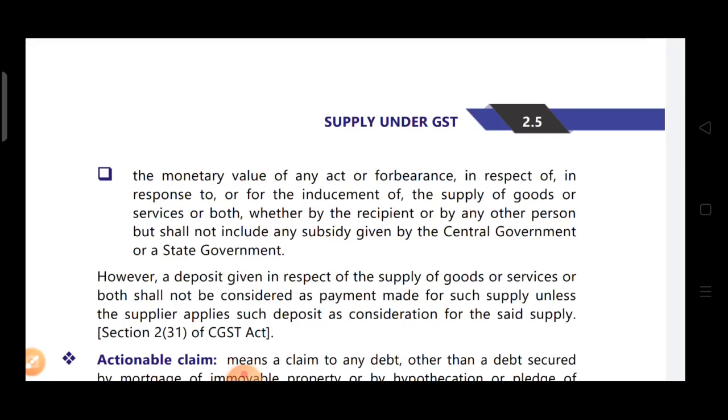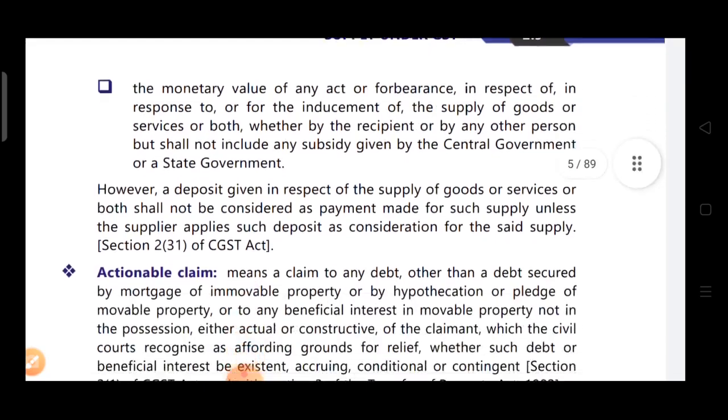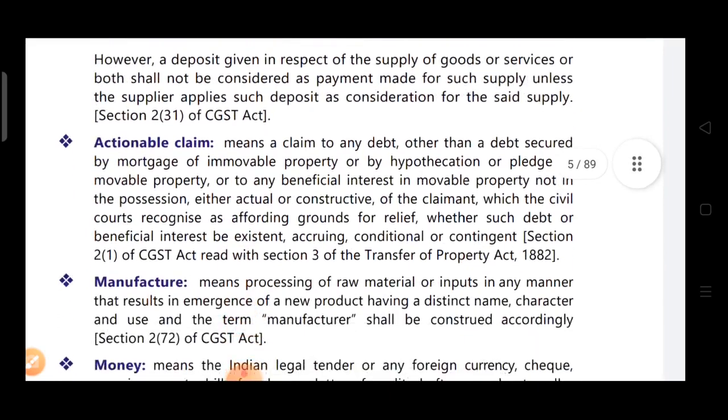However, a deposit given in respect of supply of goods or services or both shall not be considered as payment made for such supply unless the supplier applies such deposit as consideration for the said supply. They are talking about security deposit. If any security deposit is given by the recipient, it cannot be considered a part of consideration unless the supplier applies such security deposit as consideration. Only then will it be considered in consideration. Otherwise it will not be considered as payment made for such supply.